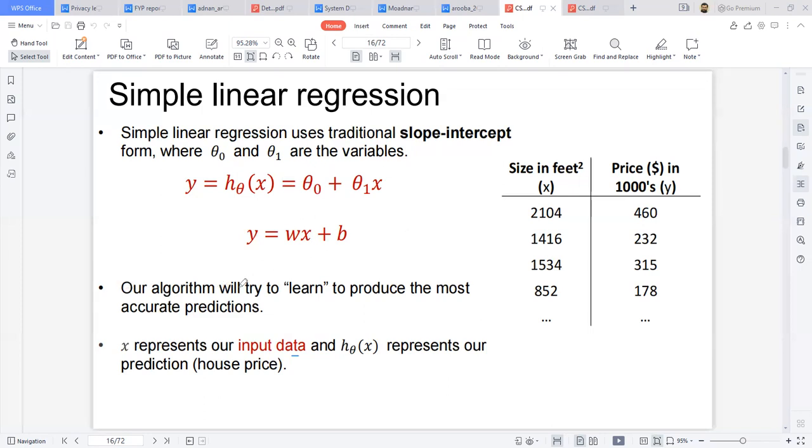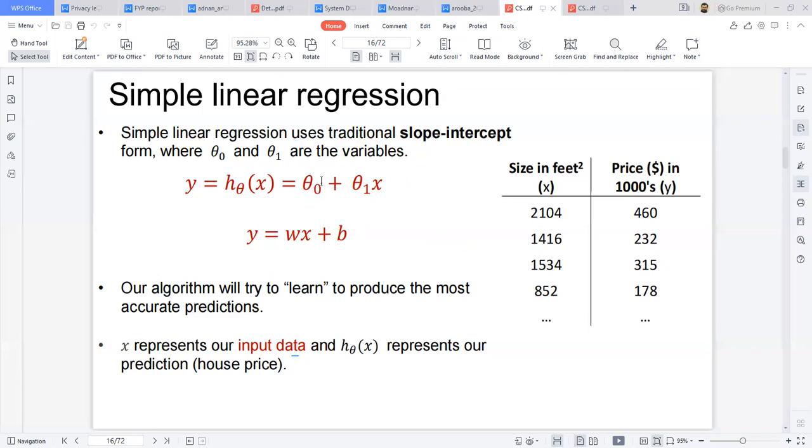So our algorithm will try to learn to produce the most accurate prediction. X represents our input data and the hypothesis h of x represents our prediction. So you can see that this one and this one are almost similar.